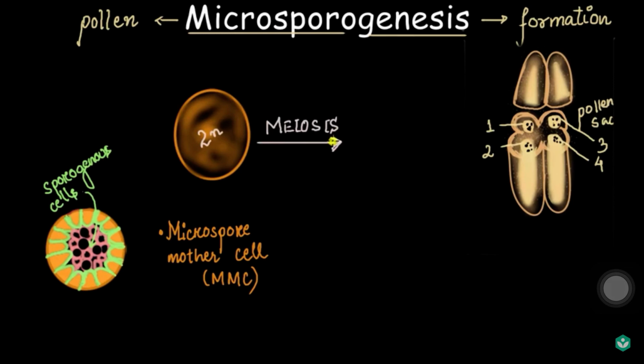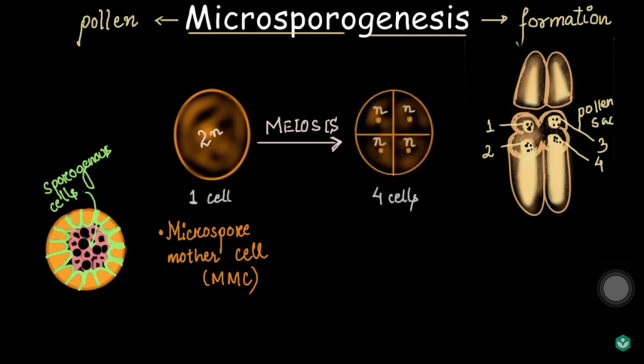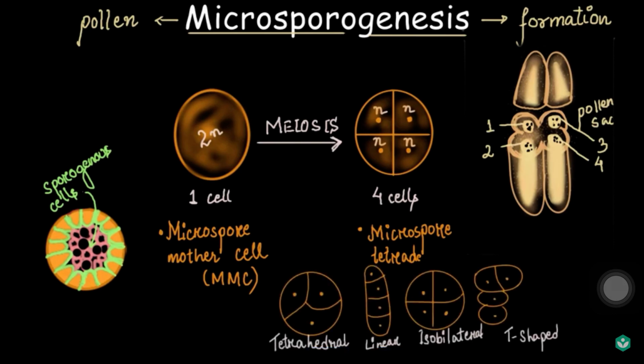Now, after meiosis, we get 4 haploid cells, and the 4 haploid cells are here. And these 4 cells are now called microspore tetrad. And also, this microspore tetrad can be arranged in different ways. The 4 cells can be arranged in a number of ways. So if it is arranged this way, it is called tetrahedral. Here we can only see 3 cells. One is behind the sphere.